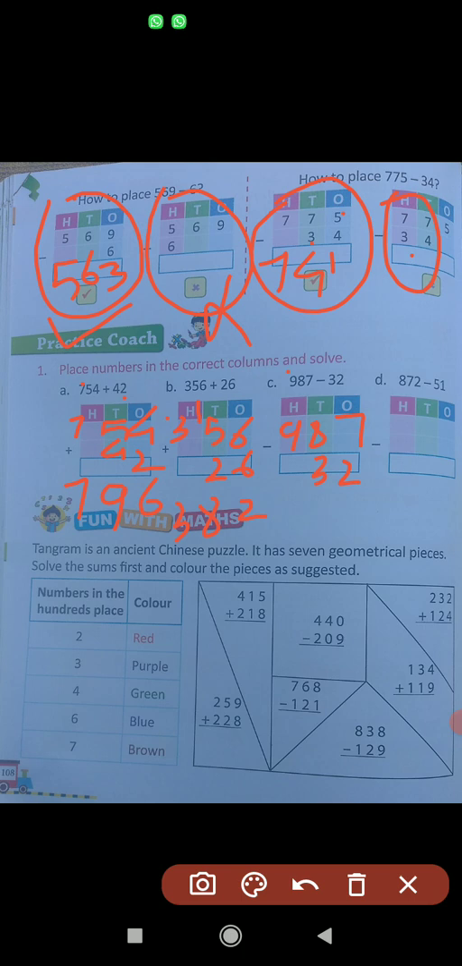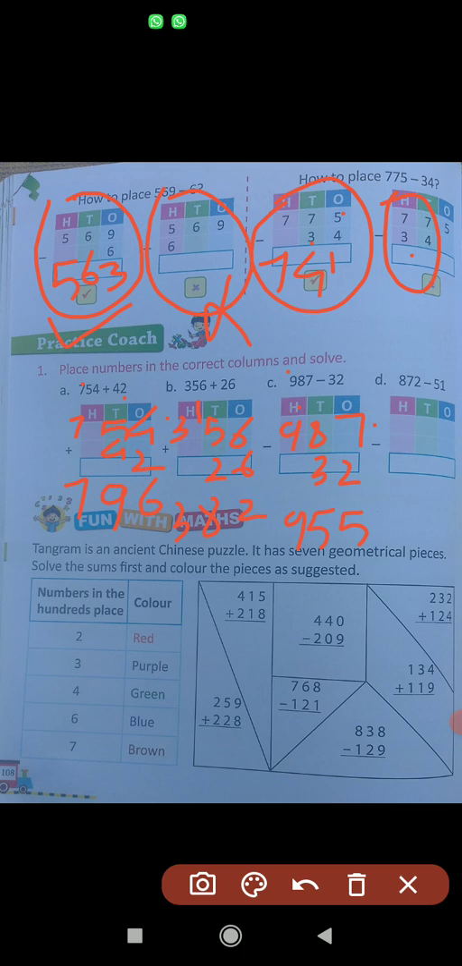After writing, see in ones place column, 7 minus 2. 7 minus 2 is equal to 5. Write 5 in ones place column. Next, tens place column, 8 minus 3. 8 minus 3 is equal to 5. Next, 9 is alone, so write 9 in hundreds place column. Answer will be 955.